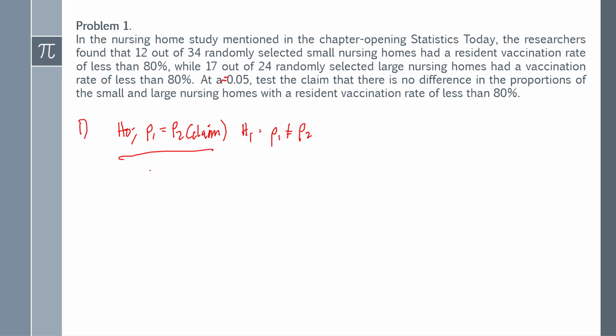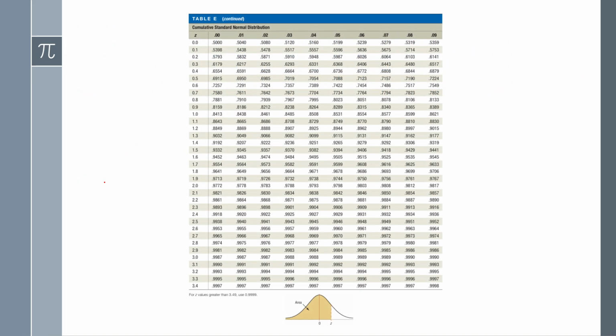So step number 2 is we need to find the critical values. How to find the critical values? We have to locate them in the Z table. So at alpha 0.05, let us locate that in the Z table. 0.05, and this one is a two-tailed test.